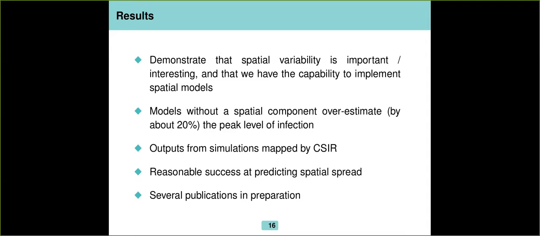The outputs from this were fed into the national models, and they were used in the simulations mapped by the CSIR. We were able to map those on the GIS platform. One of the questions we had, of course, was, would we be able to predict just based on movement patterns where the infection would spread? And there are some reasonably good results, 60% accuracy of whether an infection would spread to a particular ward based on the existing distribution. And there are several publications that are in preparation at the moment.